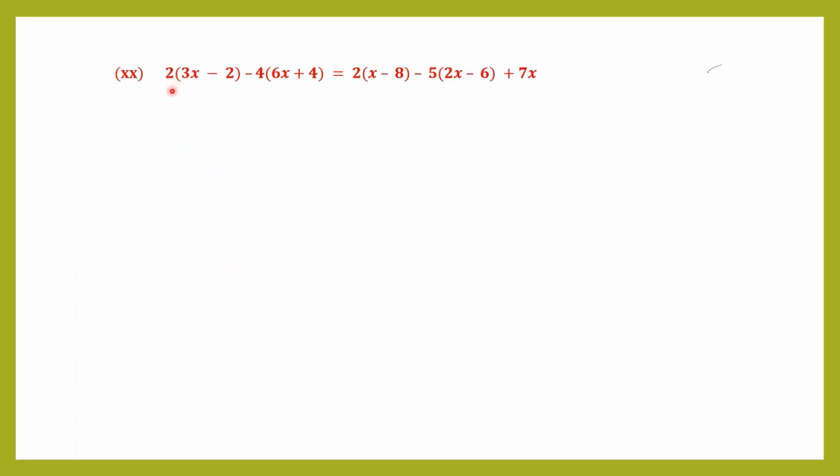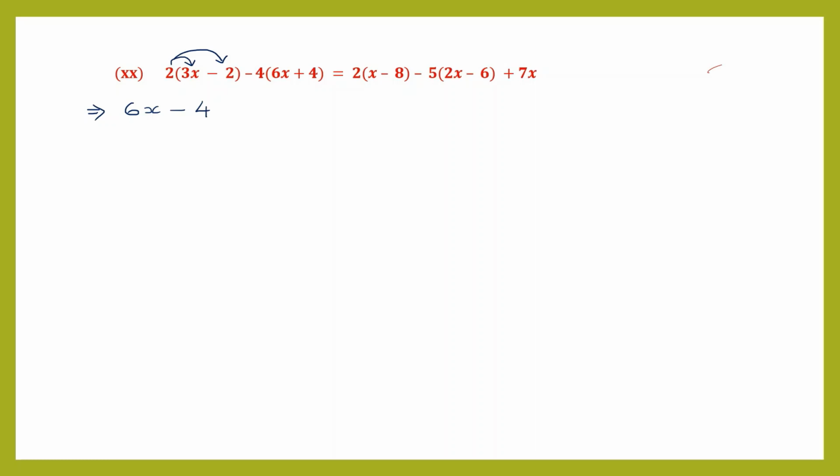Question 20. Now let's be careful when we work out the left hand side as well as the right hand side. So let's begin with the left hand side. On the left hand side we have 2 into 3x. 2 3s are 6, 6x. Now multiply 2 into minus 2. That's minus 2 2s are 4.